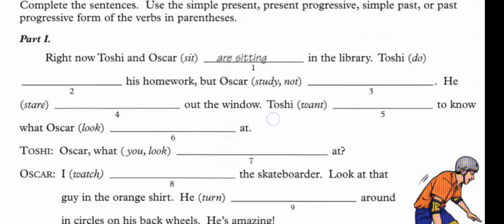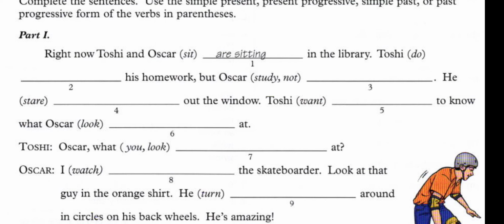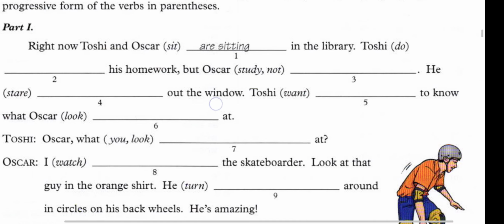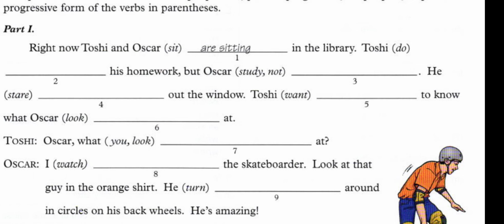The next sentence: Tushi does his homework, but Oscar does not study. Now here, as you see in the second sentence, we have no adverb that refers to the present continuous, like the adverb "now" or "right now". So how do we know the tense here? We know from the previous sentence. The previous sentence starts with the present continuous and it is describing a situation. Right now, Tushi and Oscar are sitting in the library.